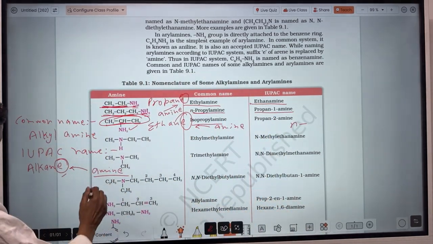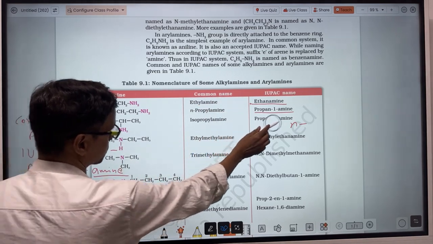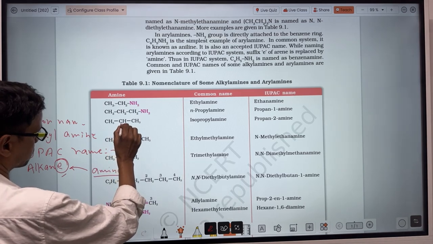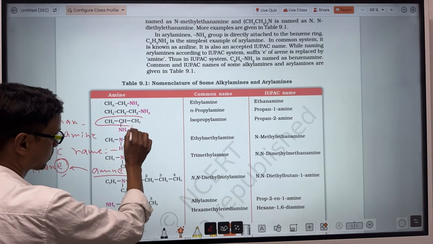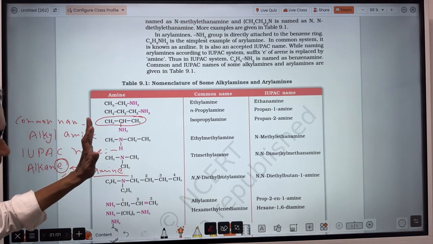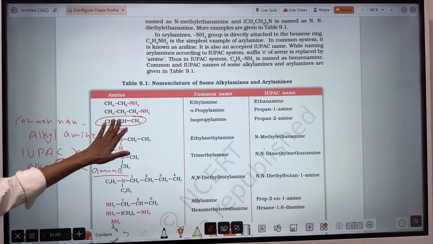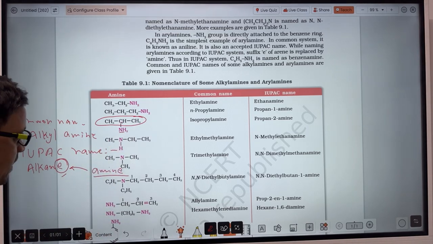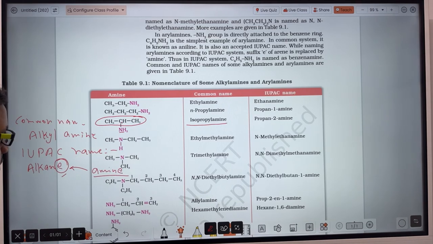And in the second case here, the functional group is bonded to the 2-degree carbon atom. So when you write the common name, it is the isopropyl group, because the secondary carbon atom is forming a bond with the functional group. So it is the isopropyl group and here it is amino. So that's why isopropyl amine.